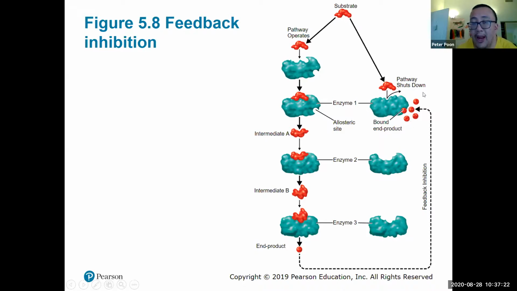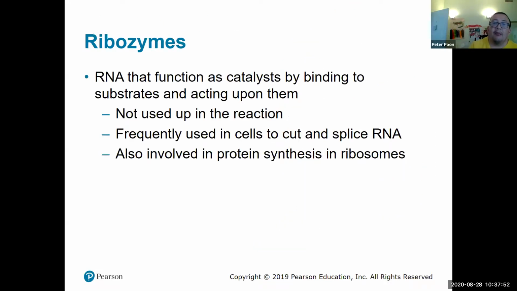So the only way I get this system going again is not by adding substrate. It doesn't matter how much substrate I have. I have to get rid of the end product. If I use up all the end product, then I can go through this pathway again, okay? Feedback inhibition. So once I run out of products, I make more products. If I have too much products, I stop making products. Okay, feedback inhibition.